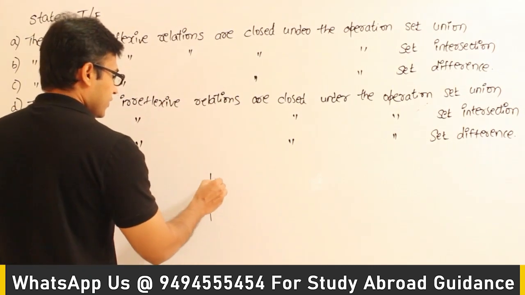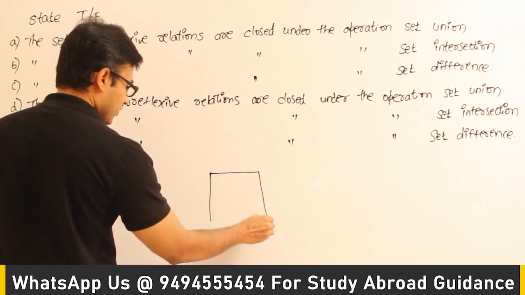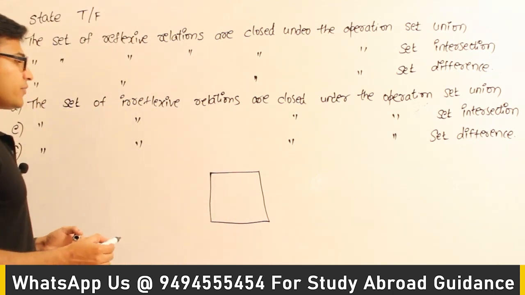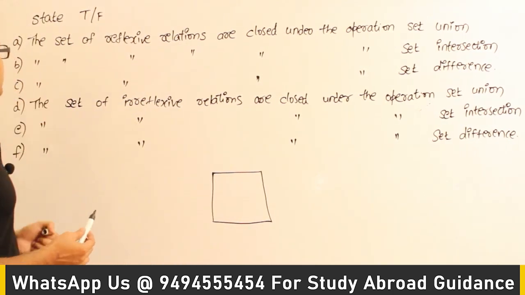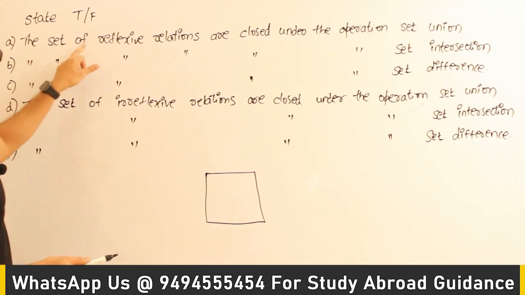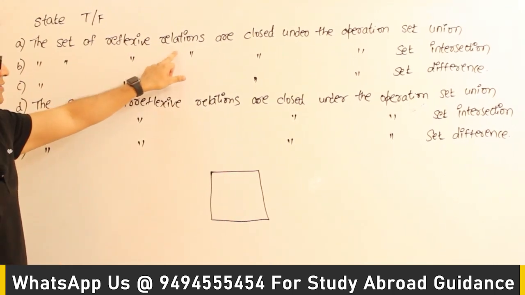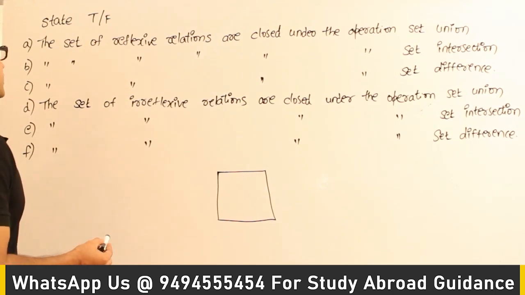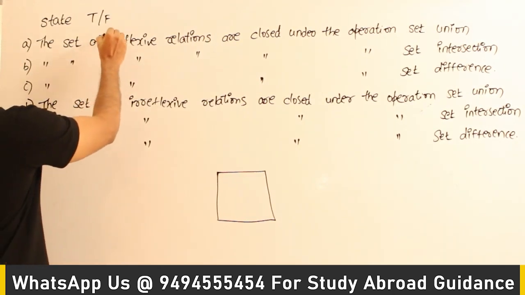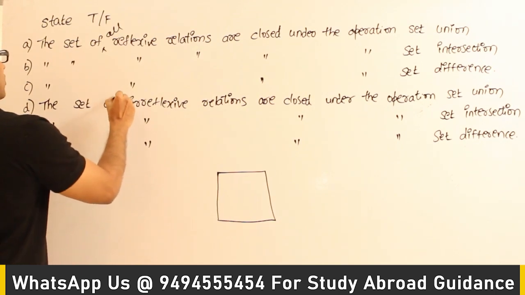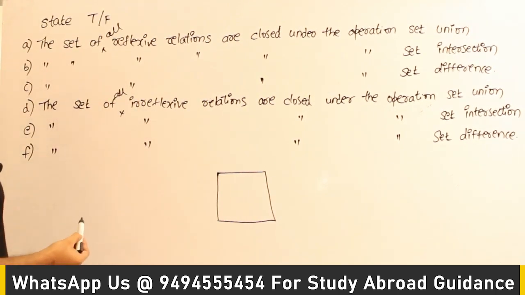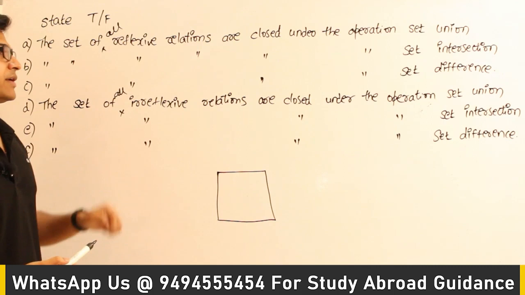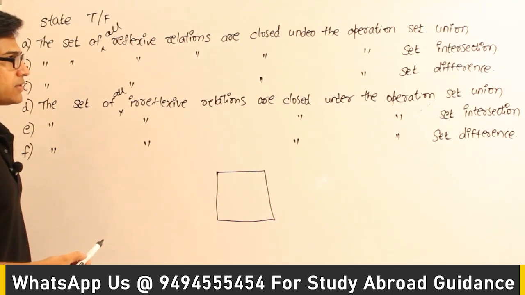See this. Now they are saying that this is some set of elements. Okay. Now let me take the first statement. This set of reflexive relations are closed under the operation set union. Let me say, the set of all reflexive relations are closed under the operation set union.